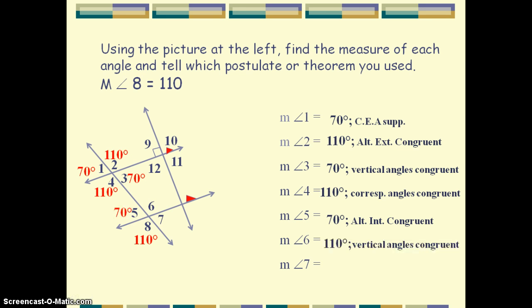Angle 6, I chose to use the reason that angles 6 and 8 are vertical angles, and vertical angles are congruent, so angle 6 is 110 degrees. And then finally, angle 7 is going to be 70 degrees. And I chose to use alternate exterior angles. You pretty much could have used any of the special angle theorems to prove that this one was 70 degrees.